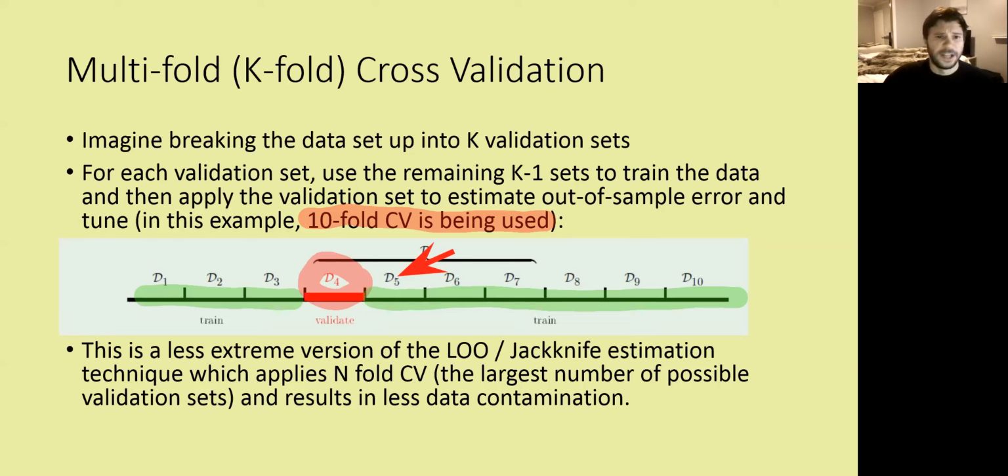So this is, again, another more complex way to think about validation, not as extreme as the leave-one-out jackknife estimator, but kind of a medium in between using only one validation partition and using every single data point as a validation partition.